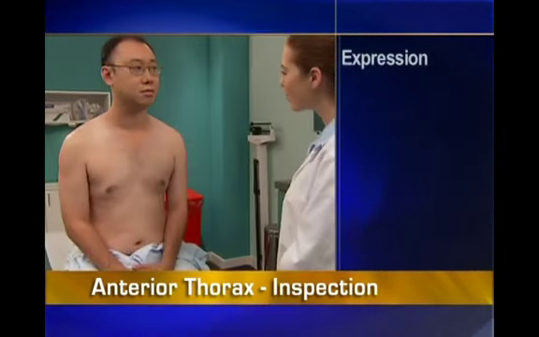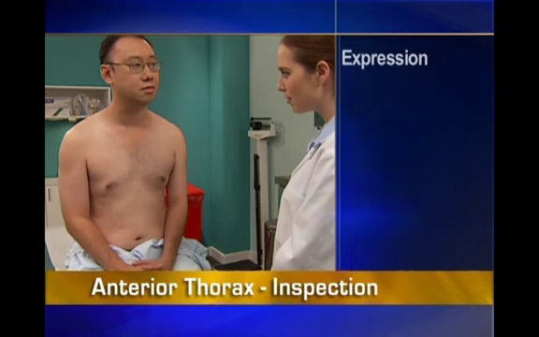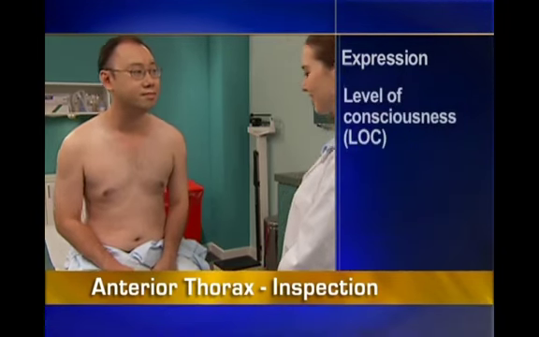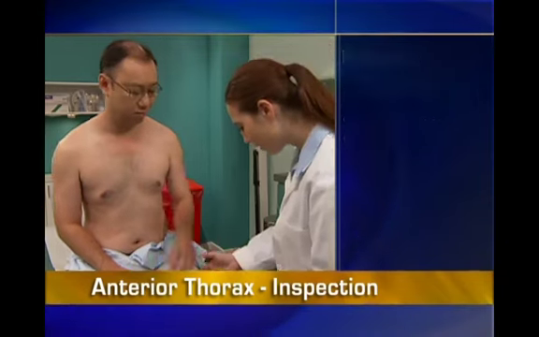Note the person's facial expression, which should be comfortable and relaxed, and his level of consciousness, which should be alert. Okay, Mr. Karen, we're halfway through the examination. Are you comfortable? Yeah, I'm doing okay. Not too hot, not too cold? Okay, good. Let me just take a look at your fingernails here.